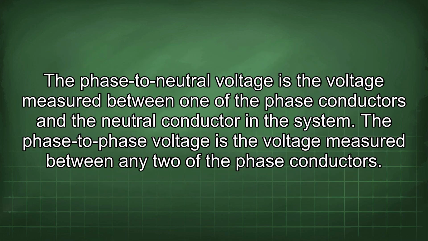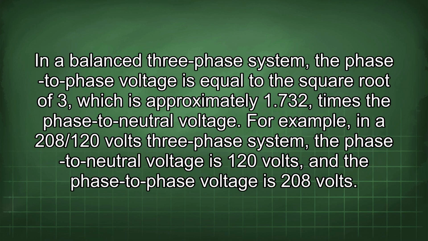The phase-to-neutral voltage is the voltage measured between one of the phase conductors and the neutral conductor in the system. The phase-to-phase voltage is the voltage measured between any two of the phase conductors. In a balanced three-phase system, the phase-to-phase voltage is equal to the square root of 3, which is approximately 1.732, times the phase-to-neutral voltage. For example, in a 208/120 volts three-phase system, the phase-to-neutral voltage is 120 volts, and the phase-to-phase voltage is 208 volts.